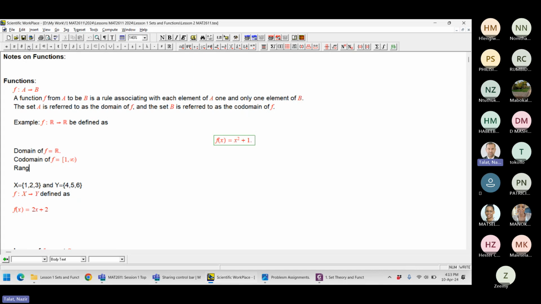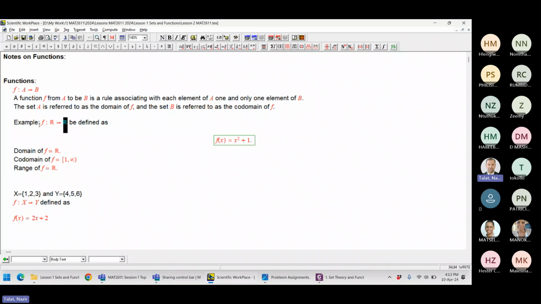And another thing is the range of f. Since the function is defined from R to R, this set R, or this set B, is called the range of f. Just we mentioned this is R, but remember that on both sides there is R. So this is the domain set, this is the range set, but the codomain is the collection of all possible entries where f gives us its image.